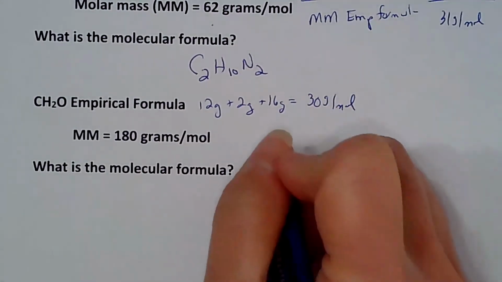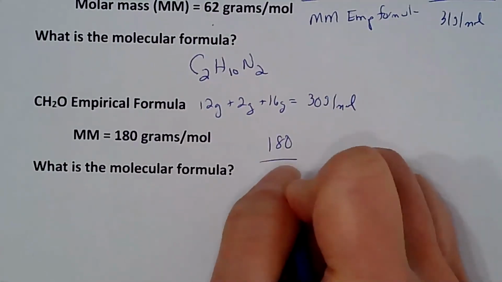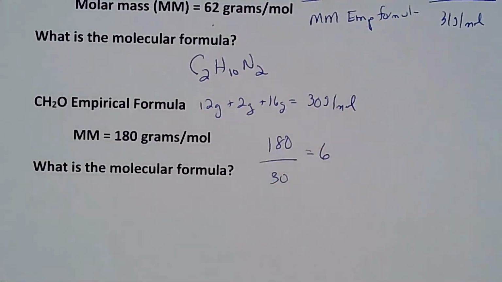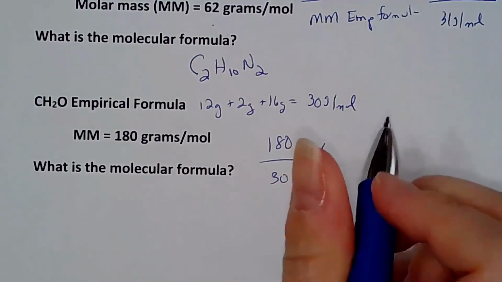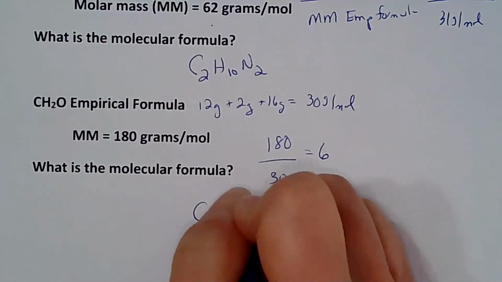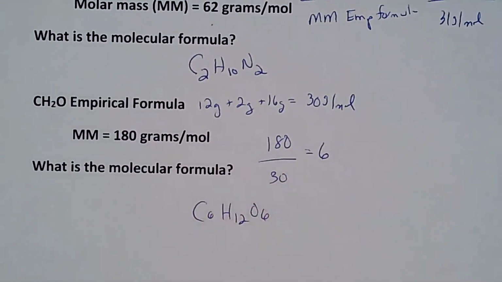And I got 180. In this case, you put the bigger number over the smaller number, and it should come out to be a whole number. If it isn't, it's just because of rounding issues. So this becomes C6H12O6, which is of course the formula I showed you at the beginning. It is the formula of glucose.